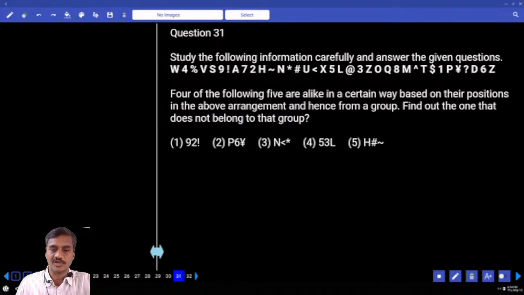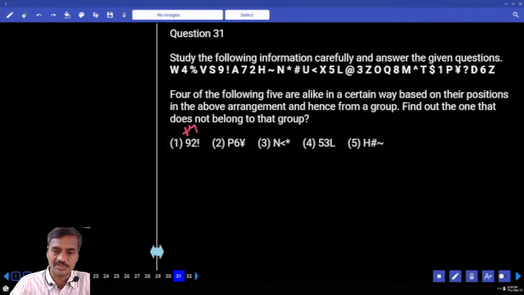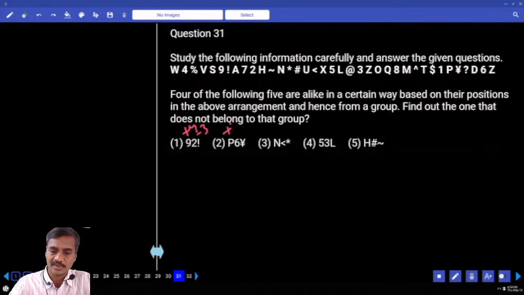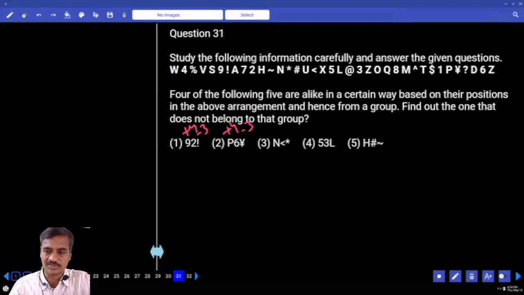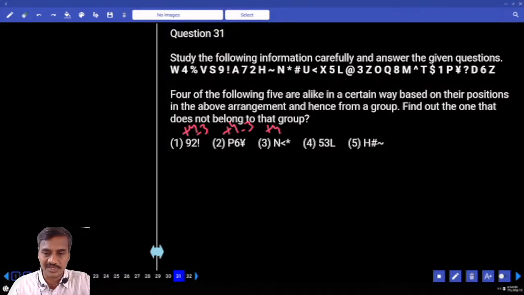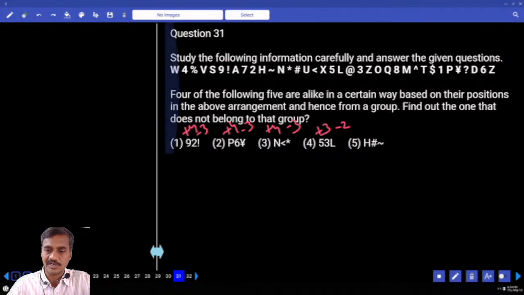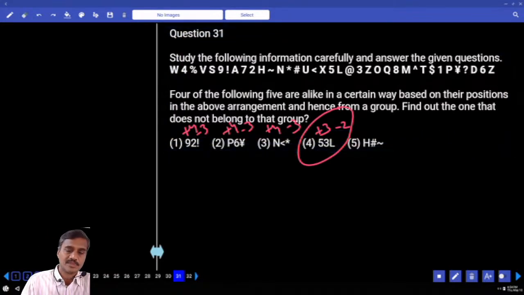Then 31, 4 out of the following means odd one out. 9 and 2, what is the difference? 1, 2, 3, 4 plus 4. And 2 and exclamation 1, 2, 3 minus plus 4 minus 3. P and 6, how many? 1, 2, 3, 4 plus 4. And 6 and N minus plus 4 minus. N and less than, how many? 1, 2, 3, 4 plus 4. And less than and star, 1, 2, 3 minus plus 4 minus. 5, 3 and L, 1, 2, 3 plus 3. And 3 and L minus 3. So what is your answer here? Choice 4 is odd. 31 it is choice 4.